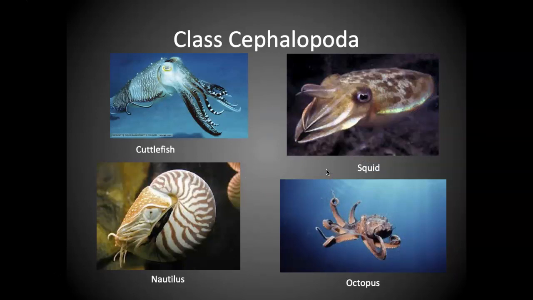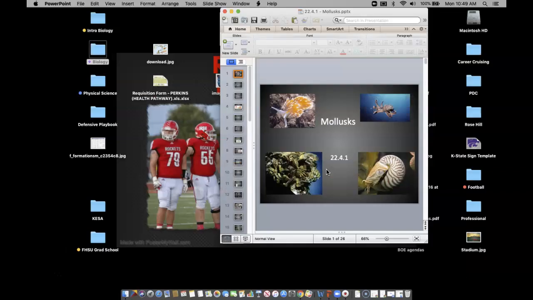Our four different groups within our class cephalopods are going to be our cuttlefish, which will be the top left, our squid, which will be top right, and then our octopi or octopuses, which is going to be the bottom right, and then our nautilus, if you've seen those before, on the bottom left as well. Okay, so that's our notes for today.